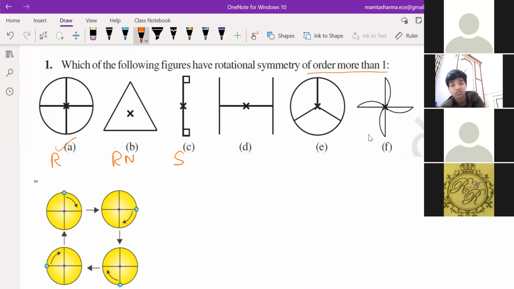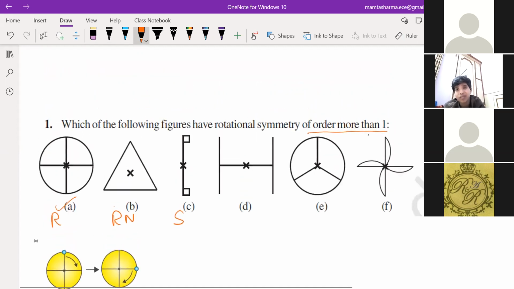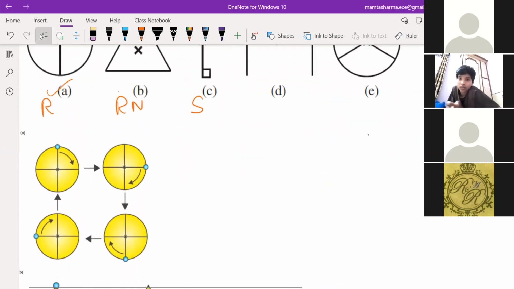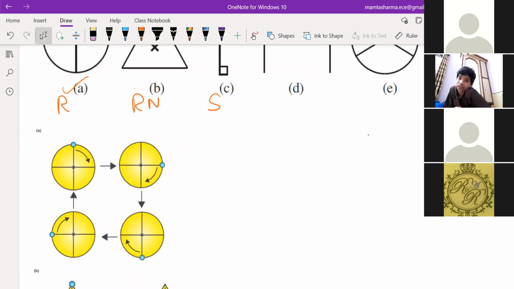Ma'am, I'm telling the angle of rotation. Ma'am, the angle of rotation is 360 by 2, which is 180. No, 360 by 4. Ma'am, but the order of rotation is 2, right? No, the order of rotation would be 4. Ma'am, but there are only 2 symmetry lines. No, there are 4. You could see this image. When you rotate it by 90 degrees, this point will come here. Again rotate it, again rotate it. Four times it will look the same as the original one.